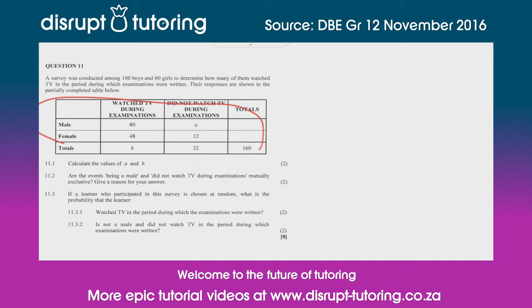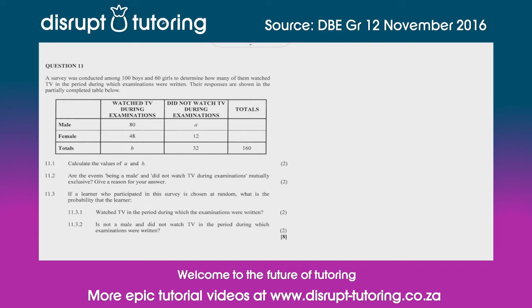Right, so we have a two-way contingency table over here, and we can see we have male, female, the numbers who watched TV during examinations and those who did not watch TV during examinations. And then we've got some values that are filled in and some values that are not filled in, and we can expect that we're probably going to need to work out those values. Right, so the first question, calculate the values of A and B, exactly as we predicted.